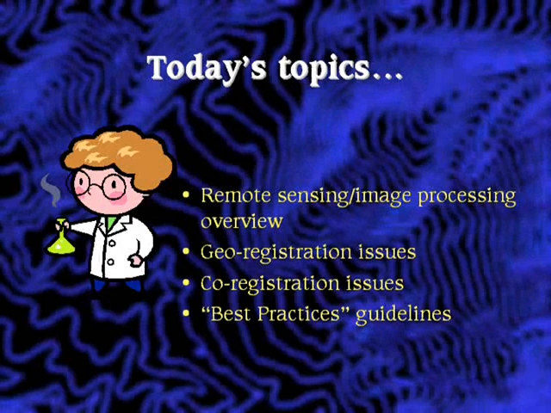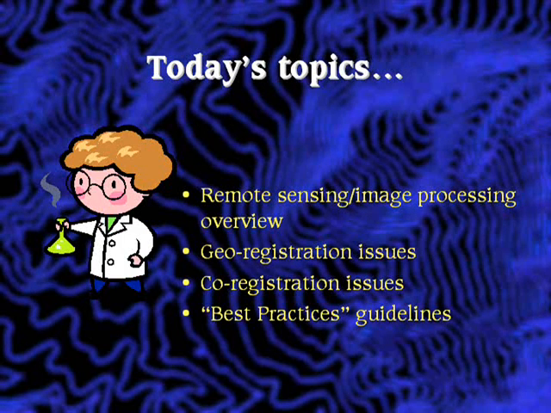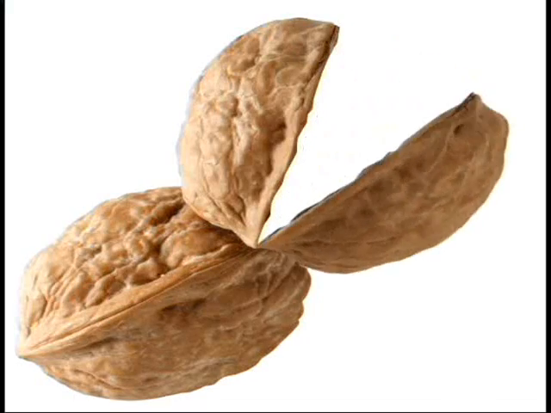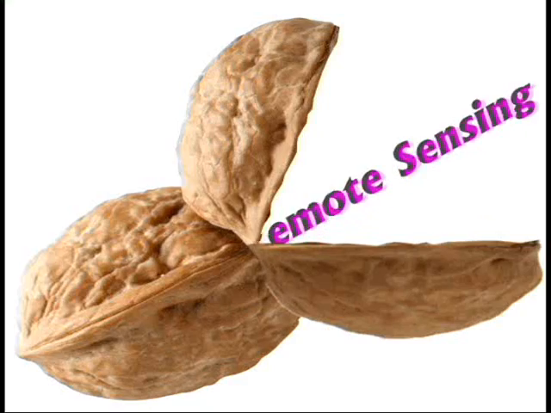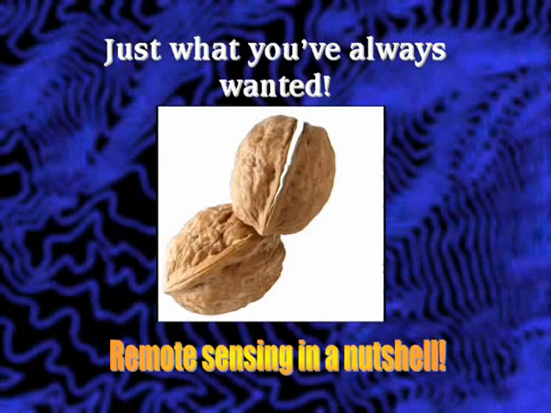So today's topic then is we want to talk about, first of all, what is remote sensing and image processing. Give you a little overview of that. We want to talk about some geo-registration issues, why that's important. We want to talk about co-registration issues. We'll draw some contrast or describe some differences between co-registration and geo-registration. And then I'll give you a set of best practices, some rules of thumb to help you as you go through your studies. So this is just what you've always wanted. Remote sensing in a nutshell.